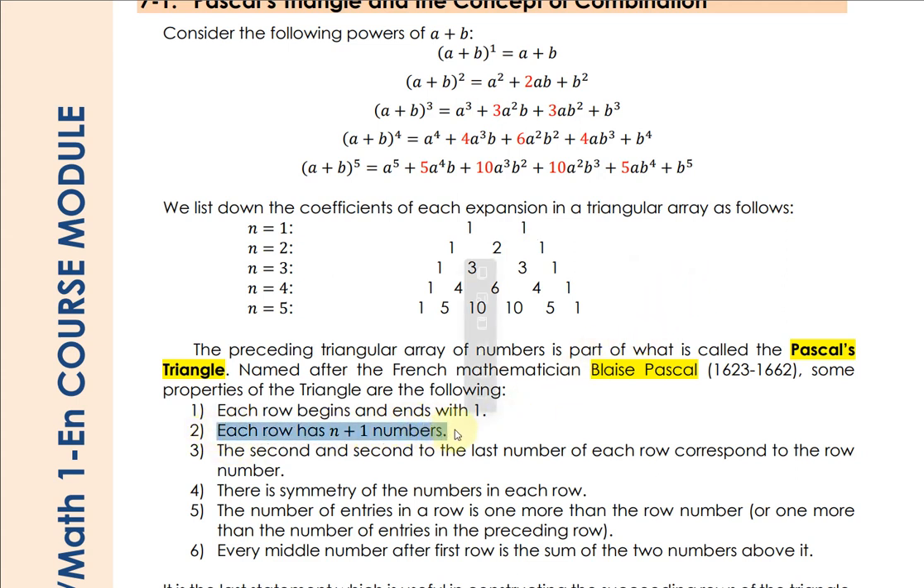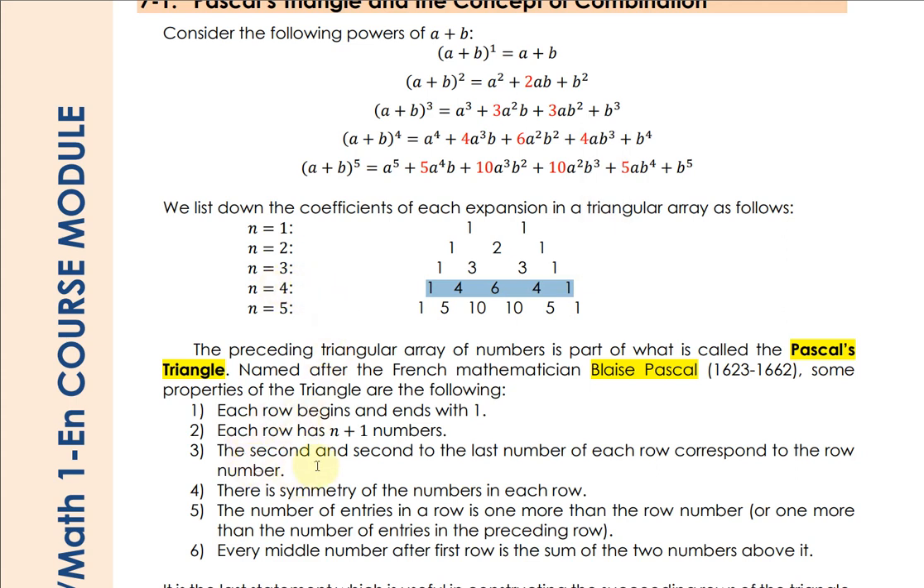Second property is each row has n plus 1 numbers. The numbers here mean the terms. So if we have row 1, we have n is equal to 1, then the number of terms is simply equal to n plus 1. So for row 1, we have 1 plus 1, then we have two numbers or two terms. For n is equal to 4, the number of terms here is equal to 5. That is just 4 plus 1.